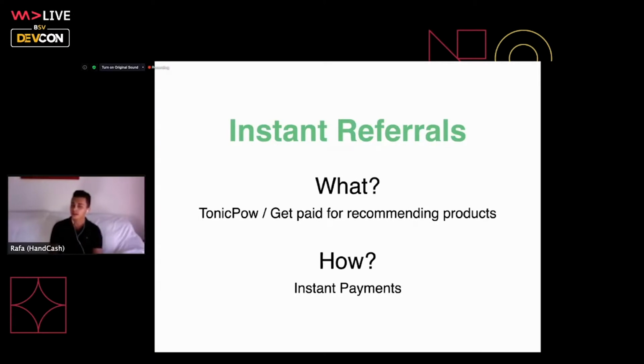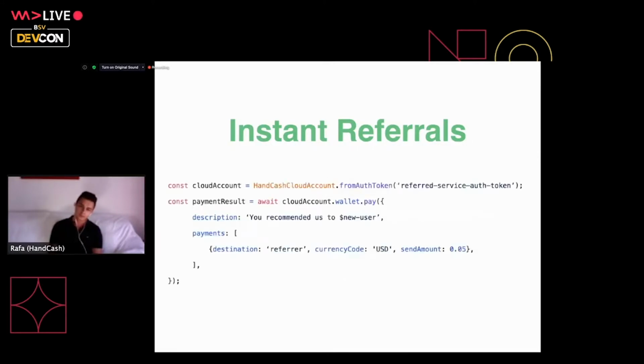And the feature that we can use in this case is, again, instant payments. In this case, the permission we need is from the referred service. And then every time there's a new referral for the product or for the website is when we trigger the payment. So in that case, the referrer will be receiving the money every time a new recommendation is detected.